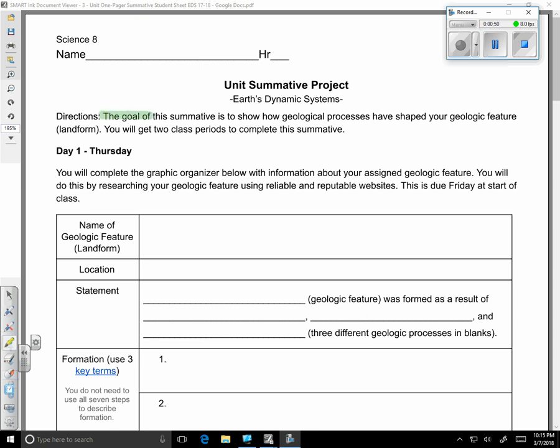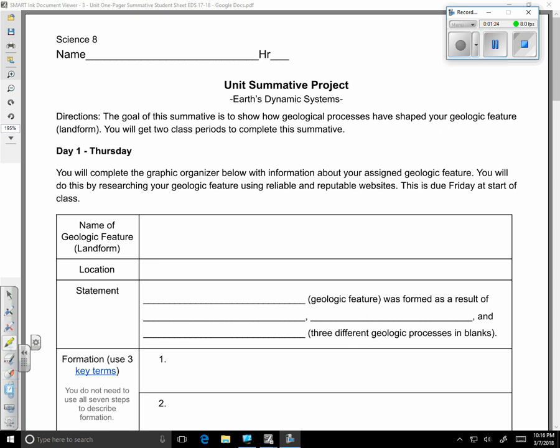Directions. The goal of this summative is to show how geological processes have shaped your geologic feature or landform. You will get 2 class periods to complete this summative. On day 1, you will complete the graphic organizer below with information about your assigned geologic feature. You will do this by researching your geologic feature using reliable and reputable websites. This is due Friday at the start of class.